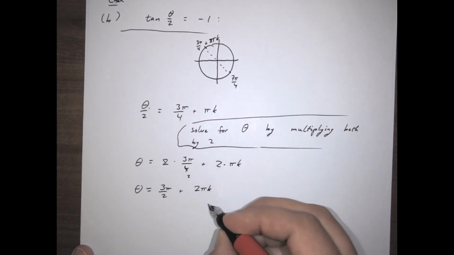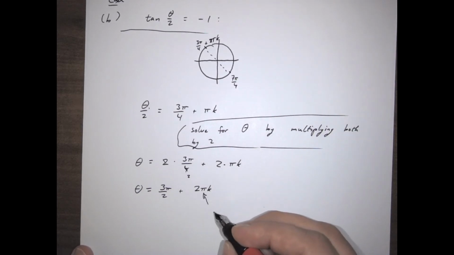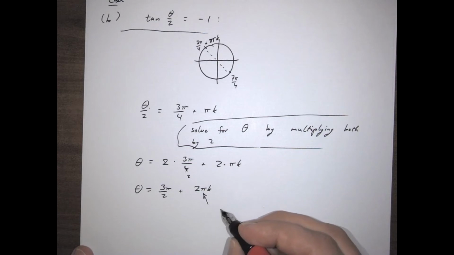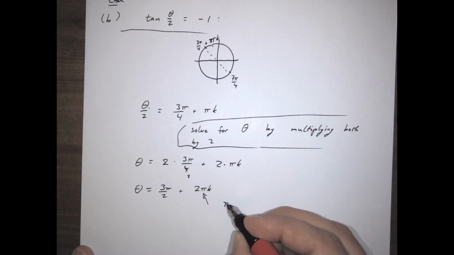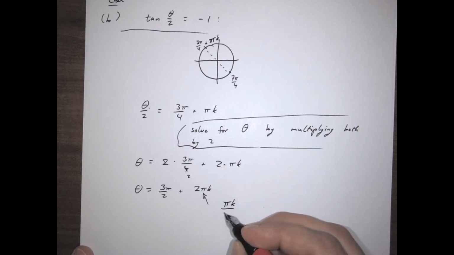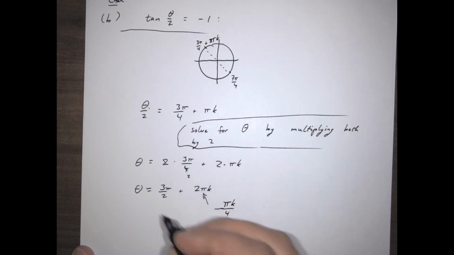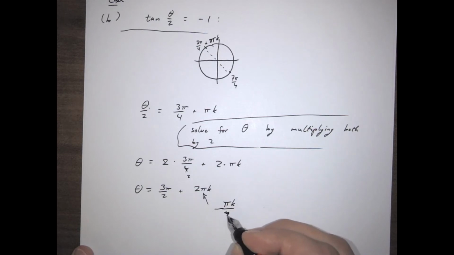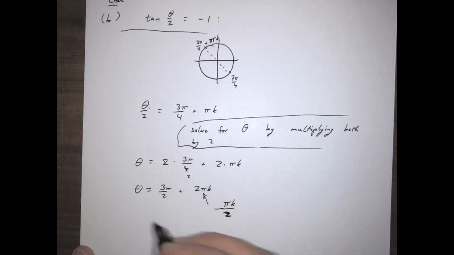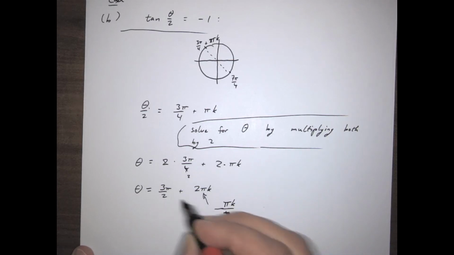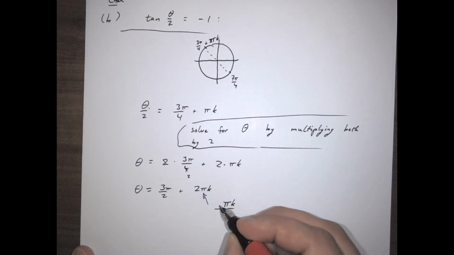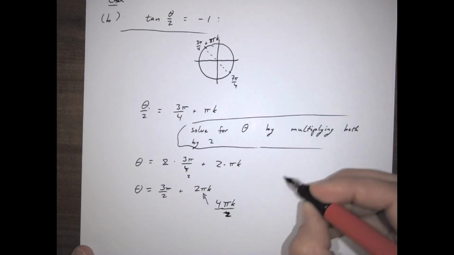And now, once again, we'll find it convenient to express this in terms of a common denominator. So that would be pi k over 2. And in order to make that happen, I have to just multiply the top and bottom by 2, and so that'll be 4 pi k.